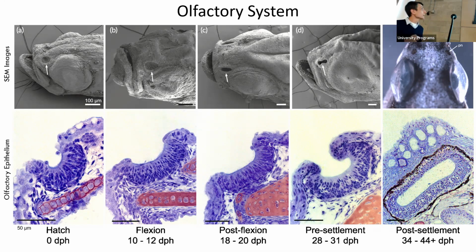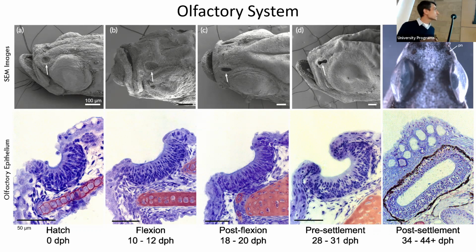And before that, the larvae are relying on passive ventilation as they swim through the water. So they are forcing their way through the water, and that's what causes the chemical cues to interact with the neurons.